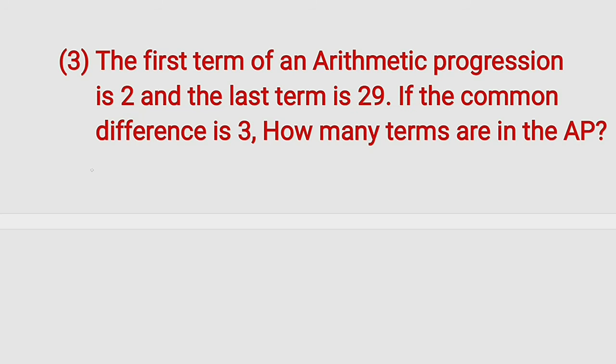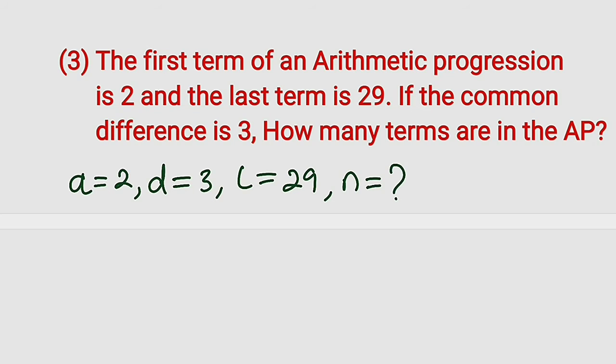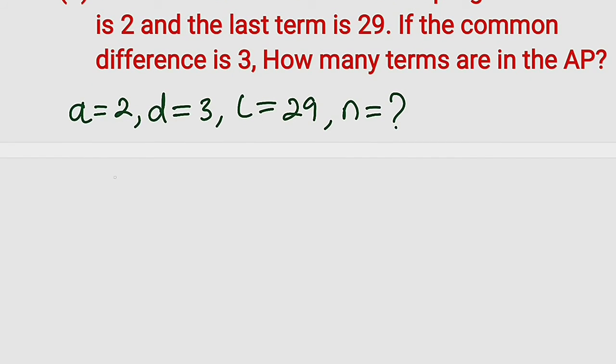So now let us write the data. We are given the first term, which is denoted by A, as 2. Common difference D is equal to 3. Last term is given as 29, and we are looking for the number of terms. So which formula should we apply? Let's use the general term Tn, which is equal to A plus n minus 1 times D.